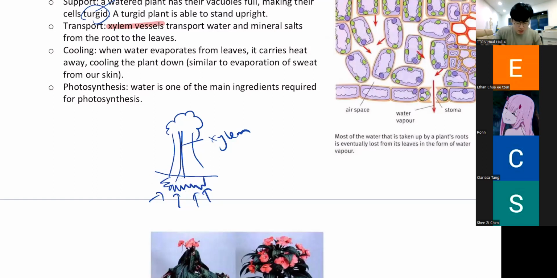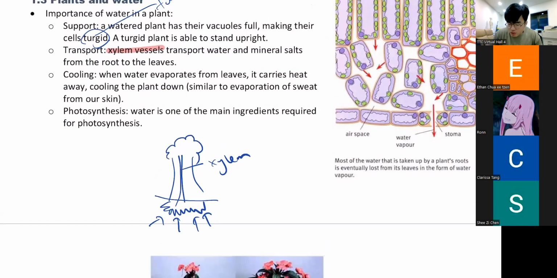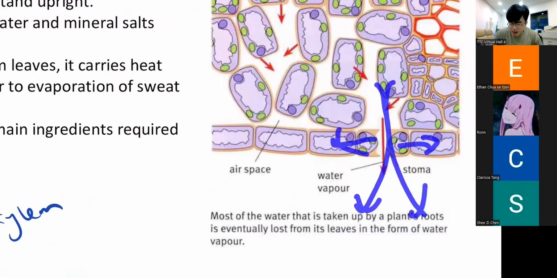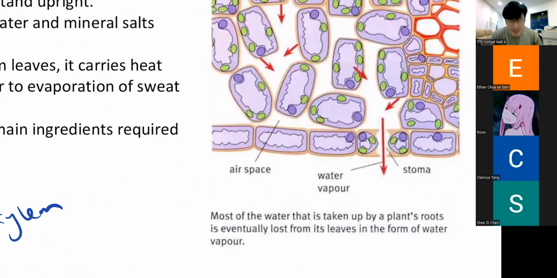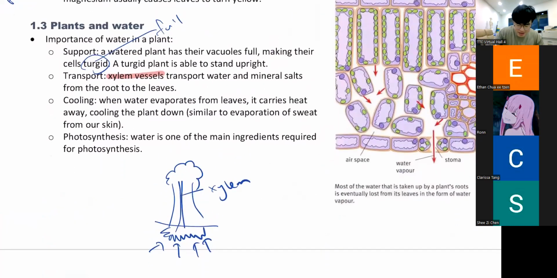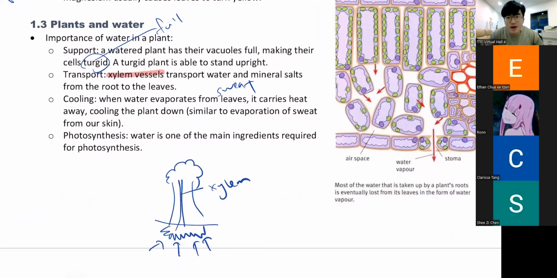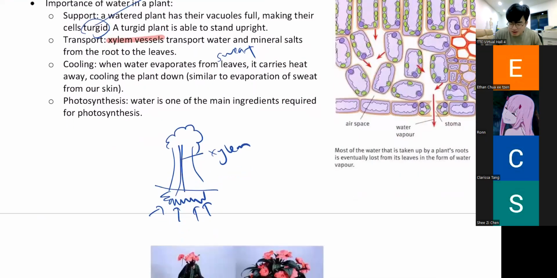So next, cooling. When water evaporates from leaves, it carries heat away, cooling the plant down. Do you know what a stoma is, guys? Stoma are these tiny holes at the bottom of the leaf, right? So when they open, water will go out from the plant and the plant will cool down. This is like sweating. So plants, they sweat too. But for us, we call it sweating or perspiration. Do you know what this process is called?